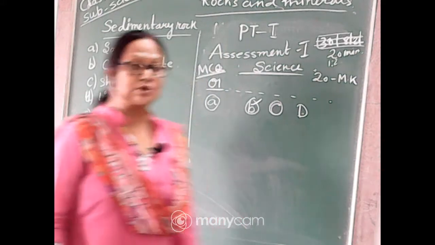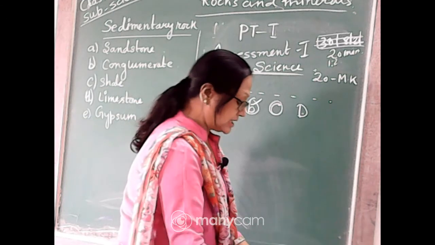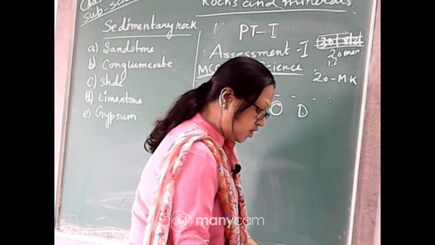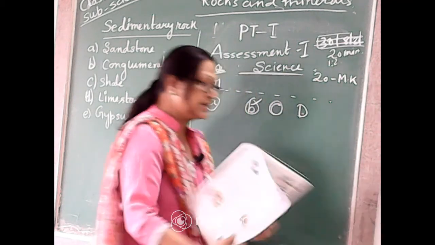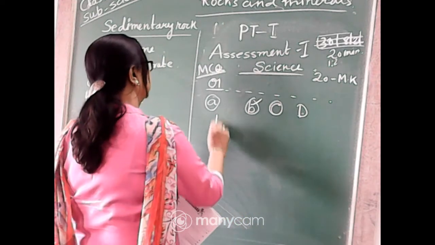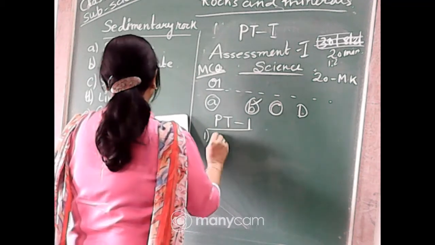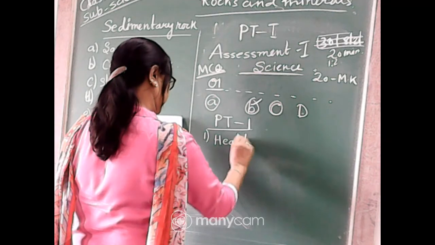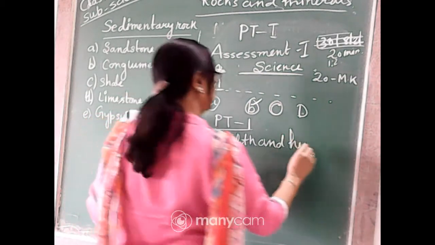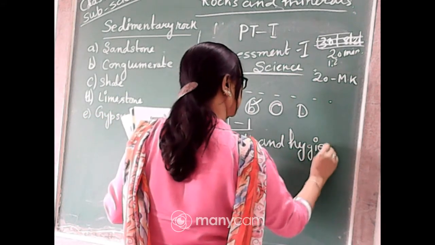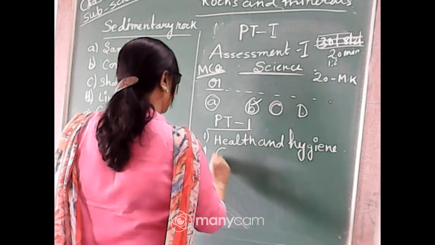You don't know the first 2 chapters are the syllabus. I have uploaded it before the classes started. Once I am telling you about the syllabus, it is the PT1 syllabus. The first one is health and hygiene. So the syllabus is number 1, health and hygiene. First chapter, health and hygiene, and the second chapter, growing plants.